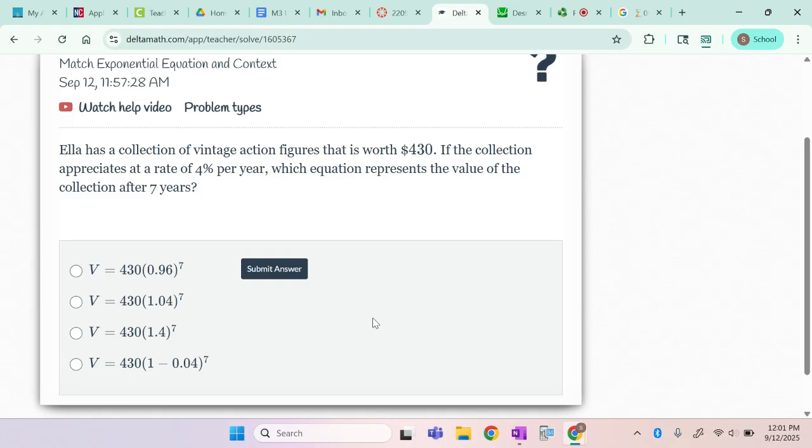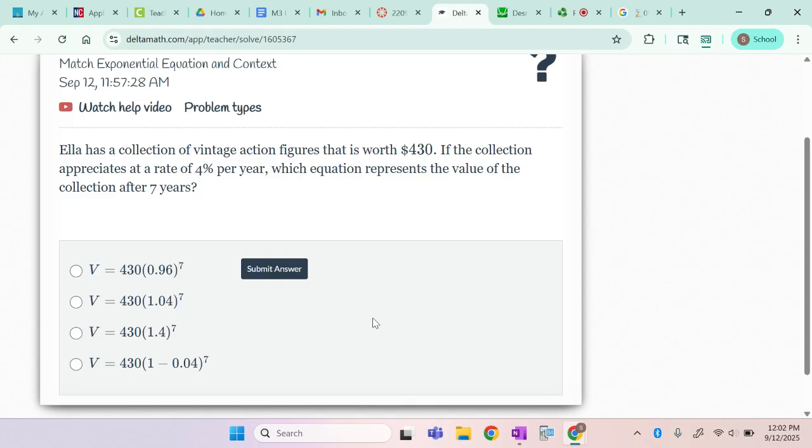Before I do anything, I'm going to label what numbers go with my variables. So my A value, what's my initial value here? How much money did I start with? $430. What is my rate? How much did I grow per year? 4%. Now, how do you write 4% as a decimal? 0.04. Remember, if you move the decimal place forward 2 spaces, that would be the percent as a decimal.